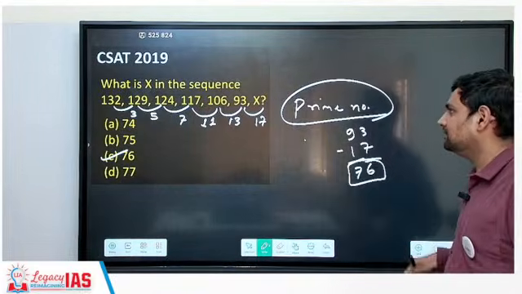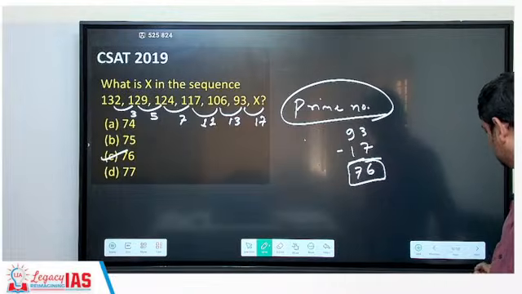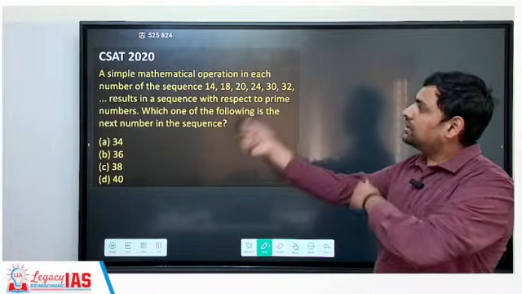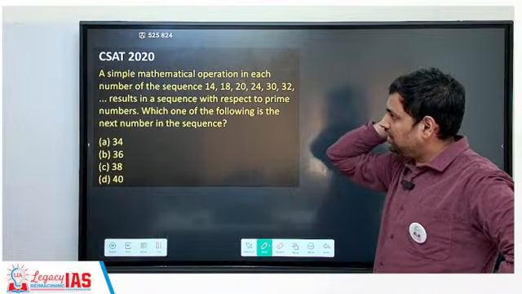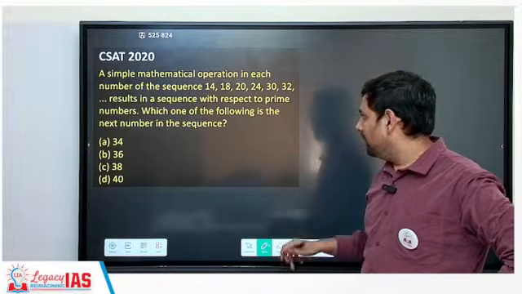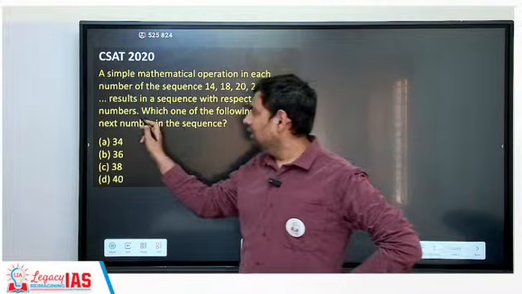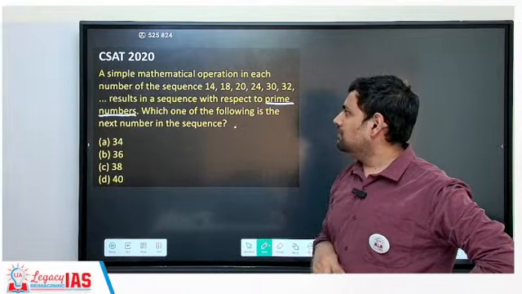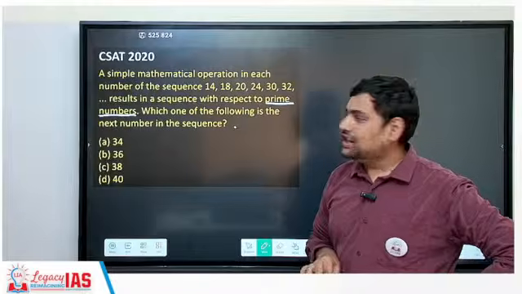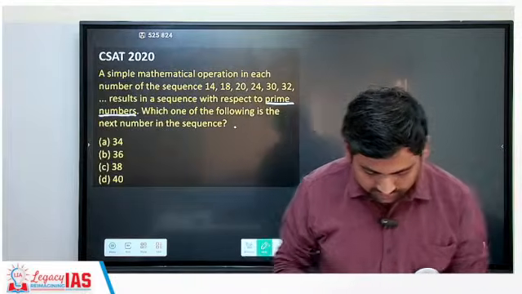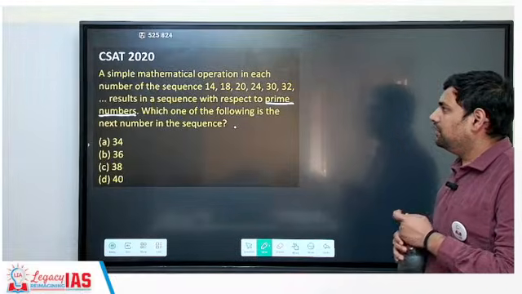Okay. Then next, now a simple mathematical operation on each number of the sequence results in a sequence with respect to prime numbers. Okay, now they have given you the hint already that this is a series with respect to prime numbers. Which of the following is the next number in the sequence? Think how it might be related to prime numbers: 14, 18, 20, 24, 30, 32.